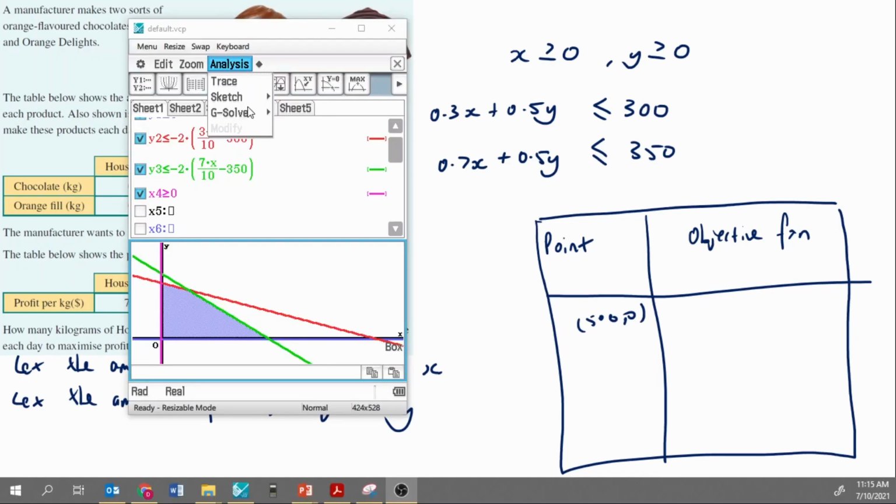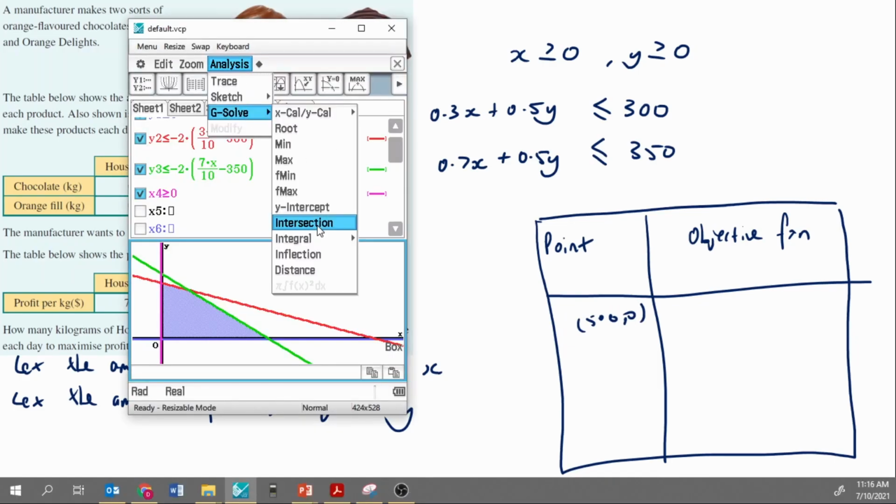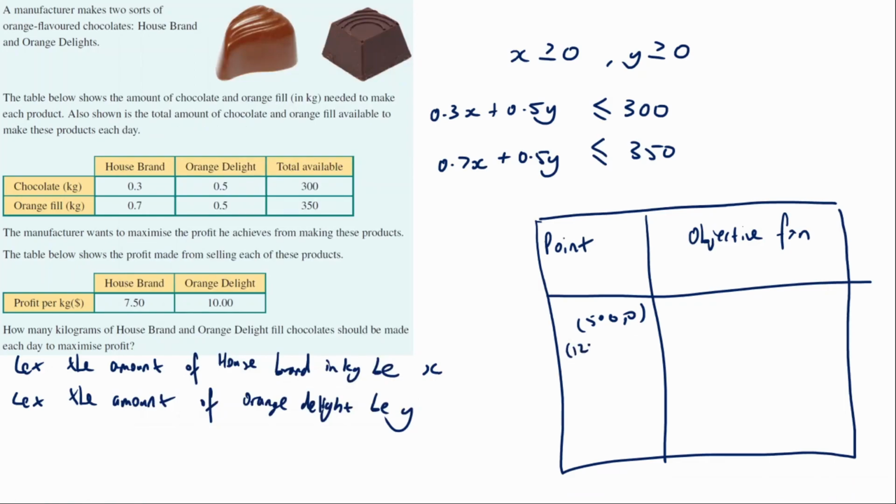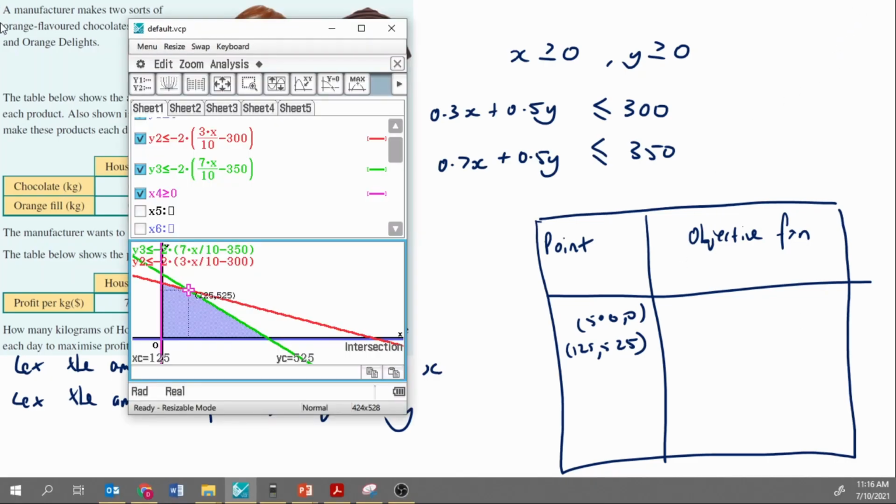And now let's find the other points too. So go back to analysis, Gsolve, intersection. Let's find it with that one and that one. The red one there, and that's 125, 525. So write that one in too. So we just need to find all the corner points. Another corner point, you won't need the calculator for this one. It's just 0, 0. That one down there, so write that one in.